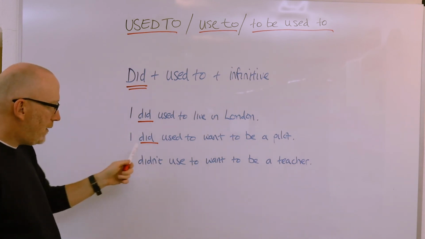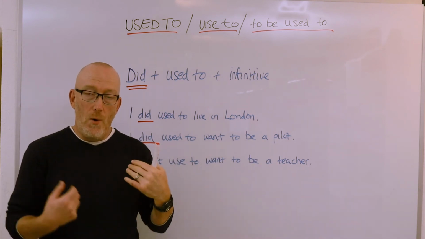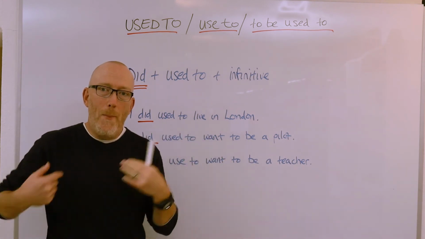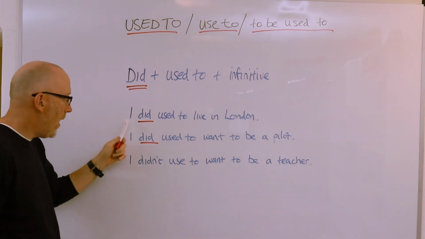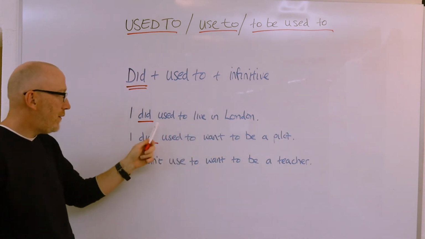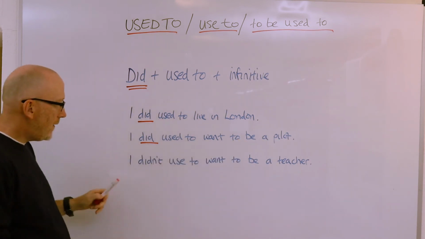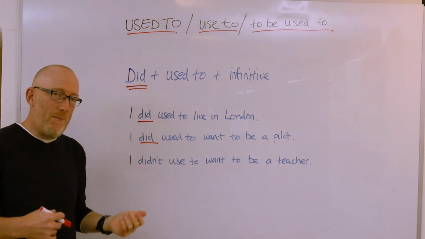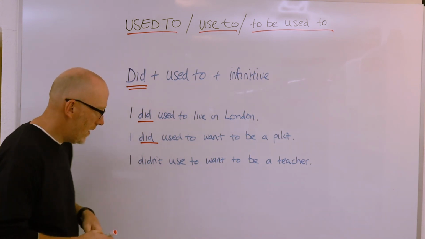Same here. I used to want to be a pilot. I did used to want to be a pilot. More emphasis. There's more passion or emotion in the sentence. So I did used to live in London. I did used to want to be a pilot. So did allows us to add more emotion and emphasis to our sentence.